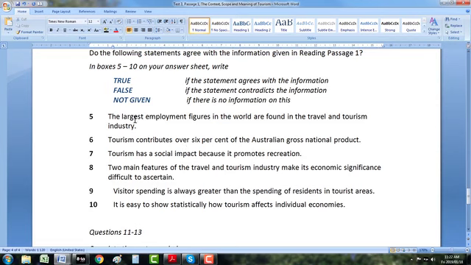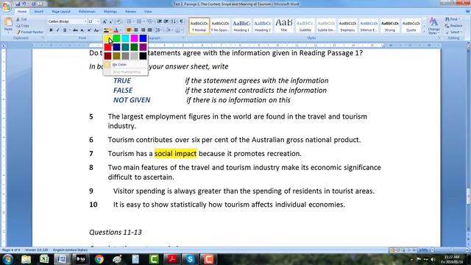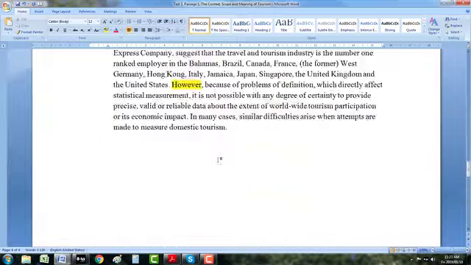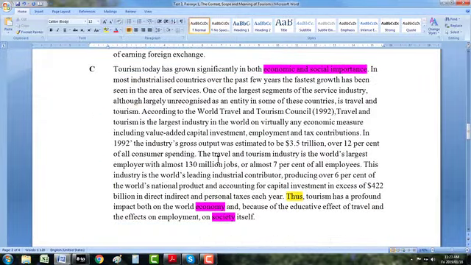So let's find where they are. "Largest employer found in travel employment figures." There's Australia, and maybe we can find that. But I think I'd like to start there. "Employment figures over the world, 6% of Australian gross national product." Social impact. That's interesting because I remember we talked about social impact. So maybe we're going to find something like that. "Employment figures. Two main features make it difficult to ascertain." Do you remember difficult? Visitor spending. Spending of residents. Statistically and individual economies. It's not that easy to find. Maybe we could find the Australian thing. But you don't want to spend too much time.